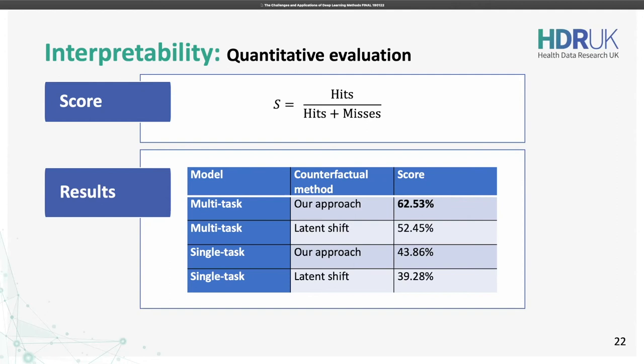So we can observe two things. The first thing is that by using the multitask model and our approach to generate the counterfactual, we get the highest score of around 62.5%. And with the same model, but the latent shift method to generate the counterfactual, we get a score of around 52%. The second thing that we can notice is that by using the multitask model described previously by Wenwen, we get scores that are much higher than if we use a model with a similar architecture, but trained only on a single task on full brains, end-to-end on full brains. If we can move on to the next slide now.